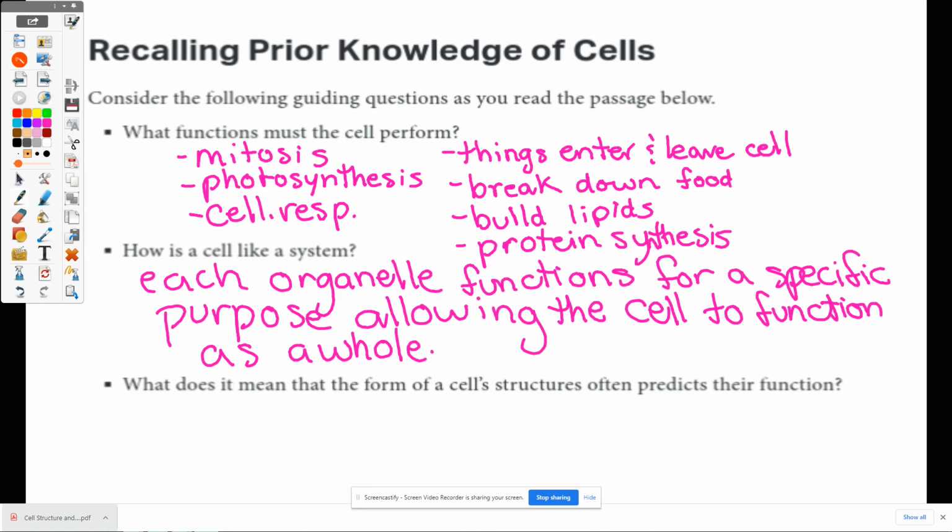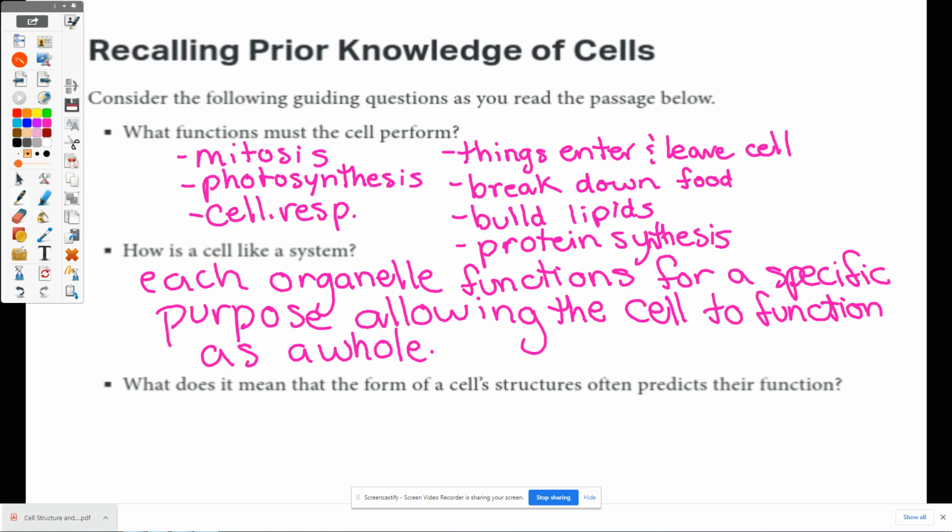And what does it mean that the form of a cell structure often predicts their function? Well, we kind of skew your thoughts a little bit when we teach you about cells in elementary and middle school, because we show you a diagram and the plant cell is a square, which a lot of plant cells are, but not all of them are. And the animal cells are spheres or circles, and they're not all spheres or circles.